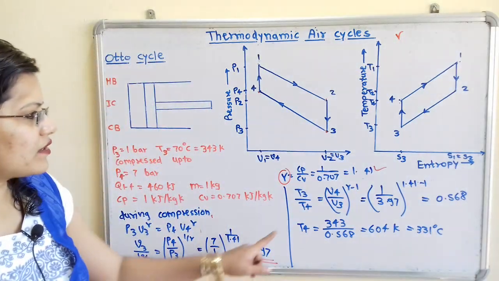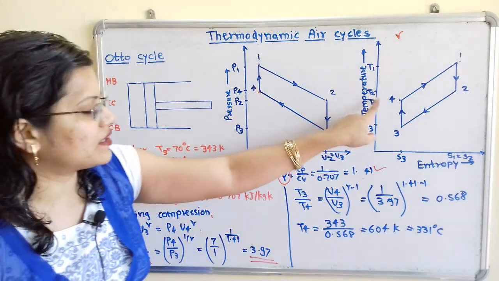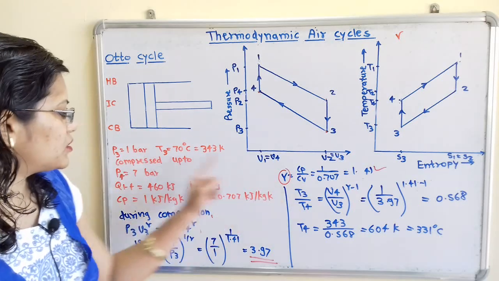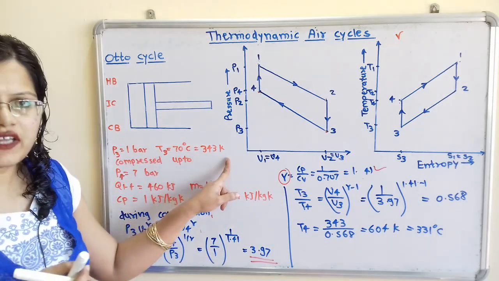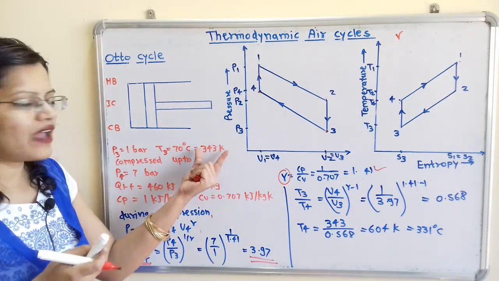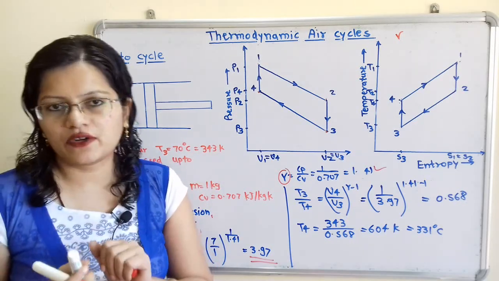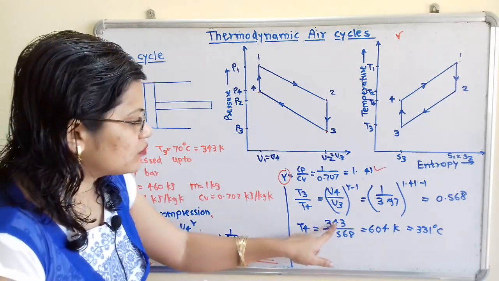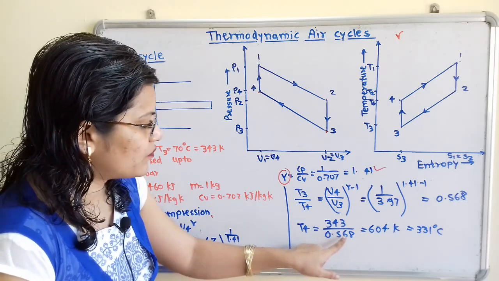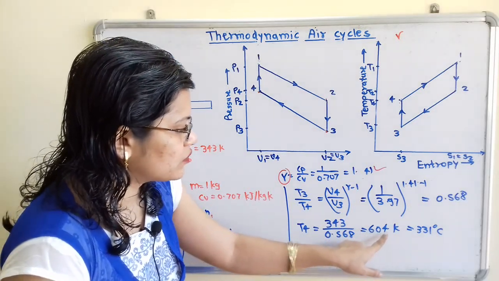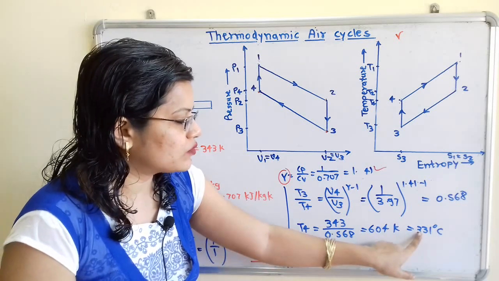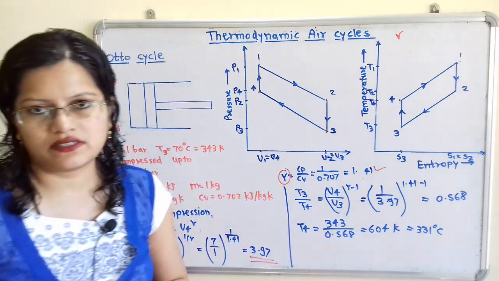Now we have to find the temperature at point 4, that is T4. So what is the temperature T3? That is 343 Kelvin. We have to take the value in Kelvin so that we get the answer in Kelvin only. So T4 is equal to 343 divided by 0.568, which is equal to 604 Kelvin, and that is equal to 331 degree Celsius.